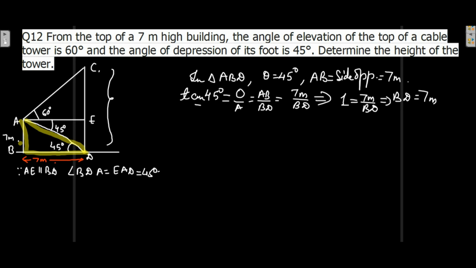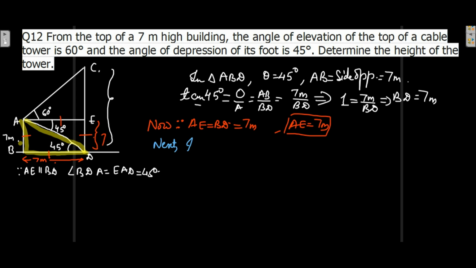If this is 7 meters, now since AE is equal to BD, this will also be 7 meters. That means AE is also 7 meters. This is forming a square now, because these lengths are equal. This length is equal to this length, and this length is equal to this length. So this is also 7 now. Now we have to find CE.